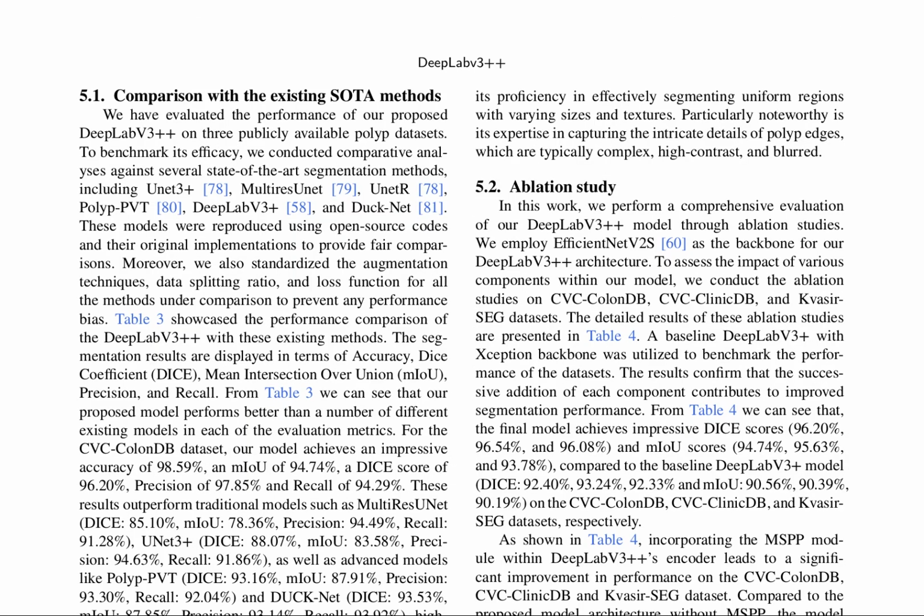DeepLabV3++ is a novel model that outperforms existing state-of-the-art methods in polyp segmentation tasks across various datasets. It utilizes EfficientNetV2S as its backbone, providing a better trade-off between accuracy and efficiency. The model incorporates a multi-scale feature pyramid network, MSFPN, module to capture contextual information at different scales, enhancing its ability to handle diverse polyp sizes and capture fine details.